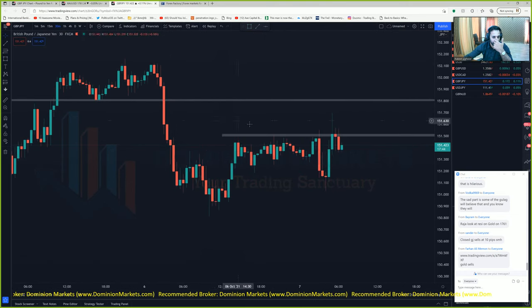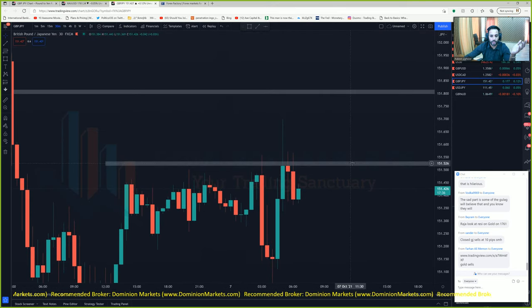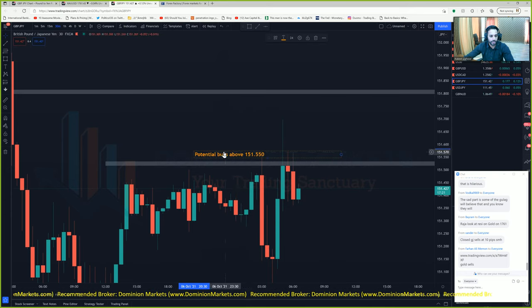Looking at the 30-minute time frame, nothing really happened here. There's no buys on the 30-minute time frame either, unless we can break and close above, let's say, 151,550, right? So let's put this right here. Potential buys above 151,550. This is what I'm going to be waiting for here today.